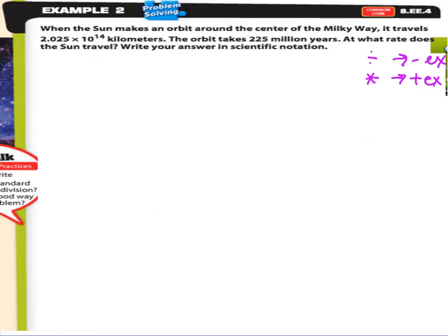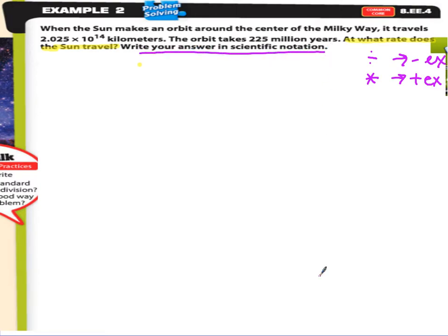So here we have: the sun makes an orbit around the center of the Milky Way. It travels 2.25 times 10 to the 14th kilometers. The orbit takes 225 million years. And I want to know, at what rate does the sun travel? So at what rate does the sun travel? And I have to write my answer in scientific notation.